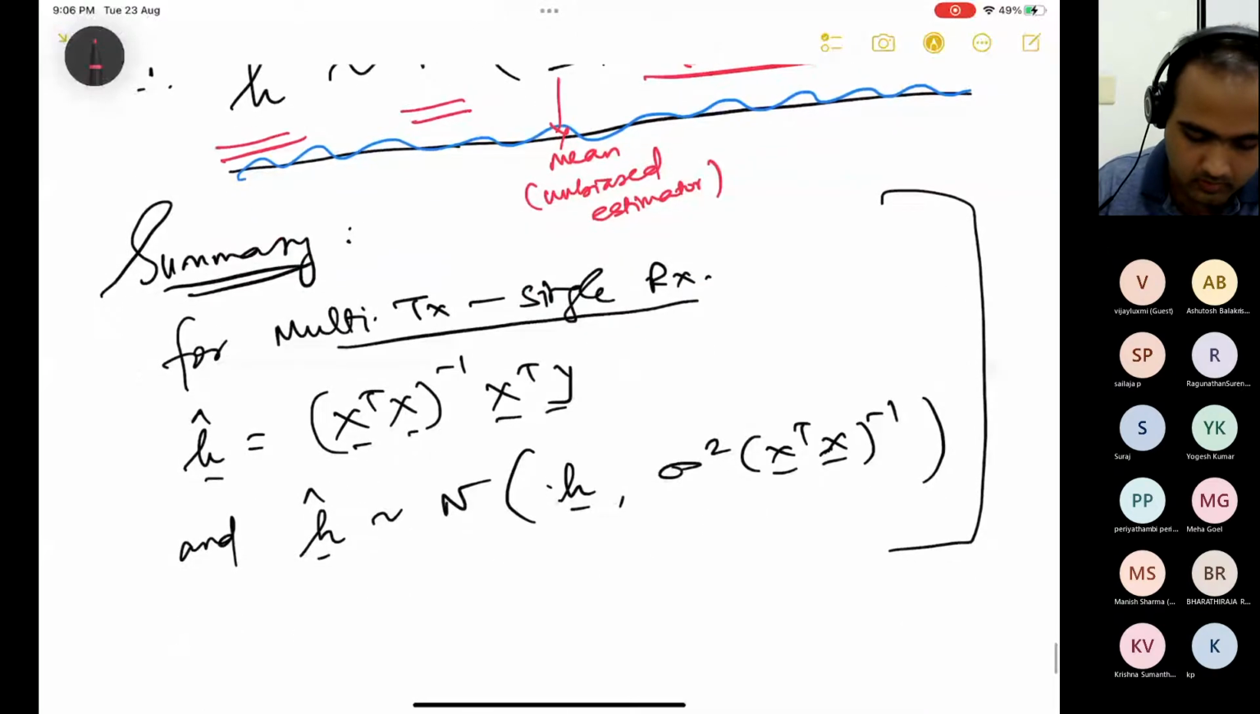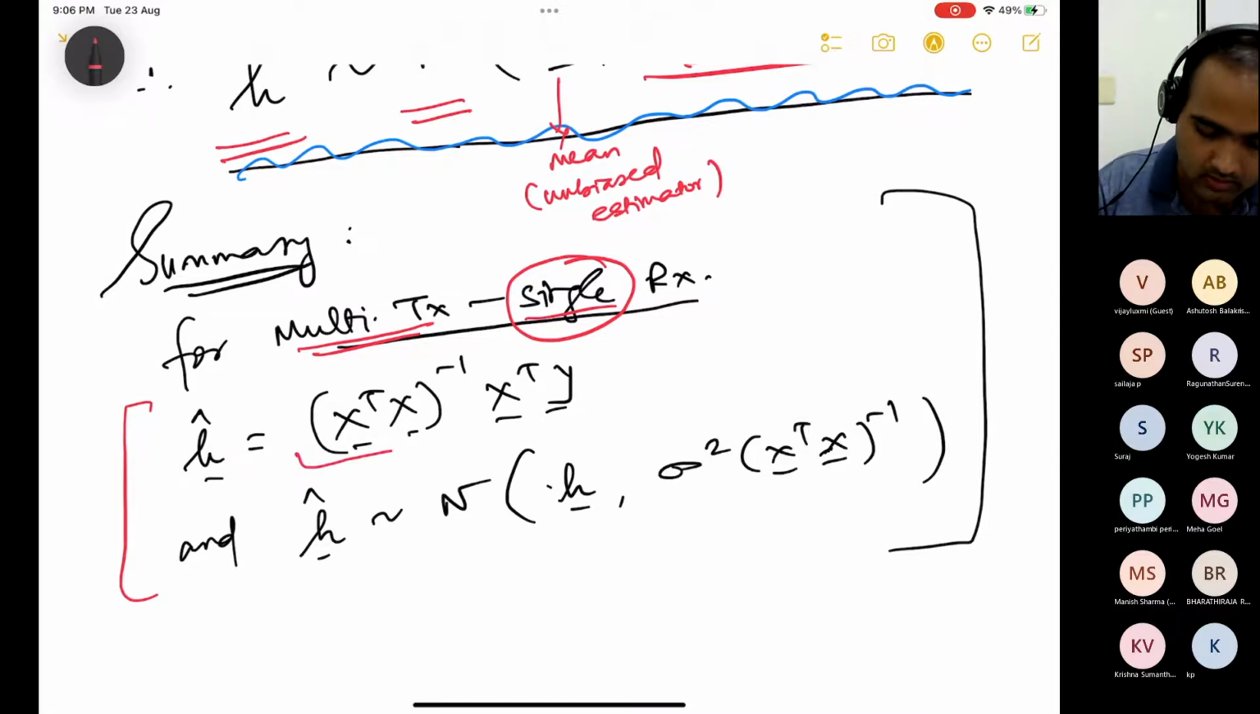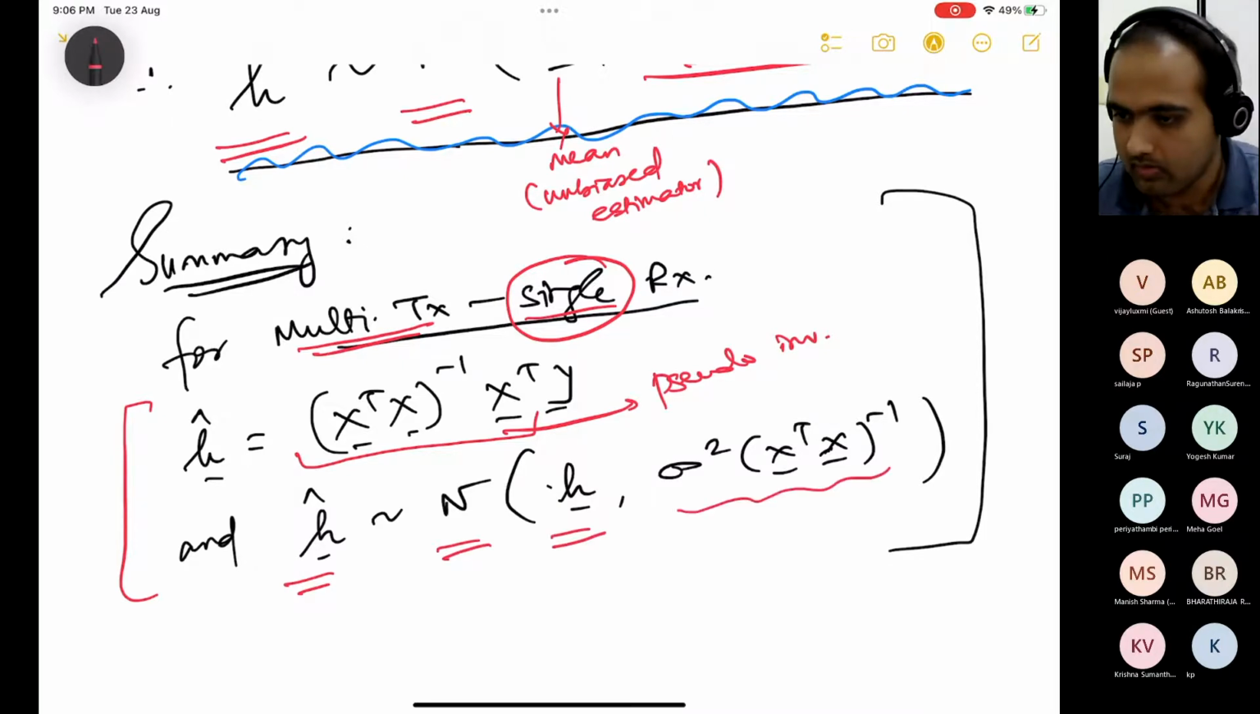So, quick summary. We observe for a multi-transmitter single receiver concept. Just remember this is for a single receiver. That is, we have only one antenna at the receiver. And for such a receiver, we obtain the H hat as shown, and this is my pseudo inverse. We also see that H hat is Gaussian with mean H, and this is our variance.